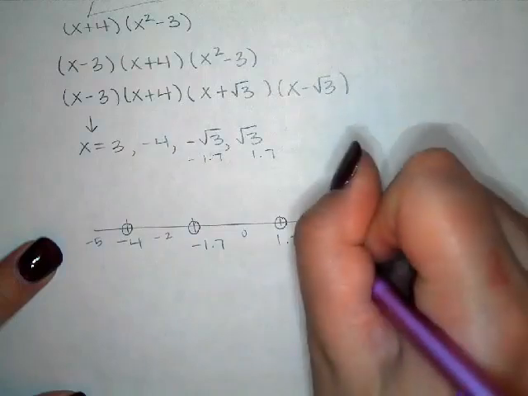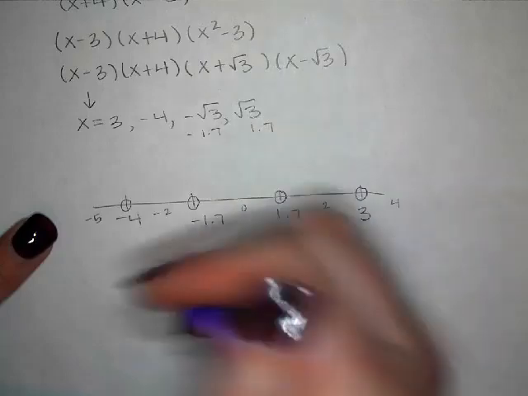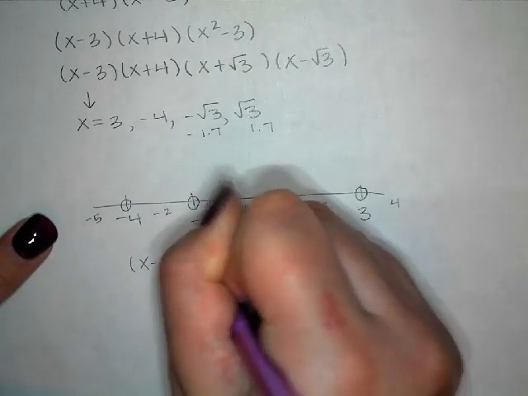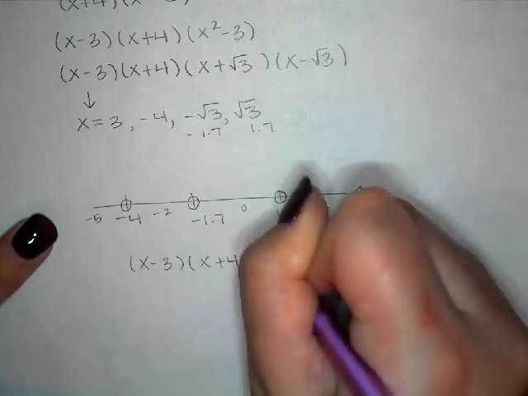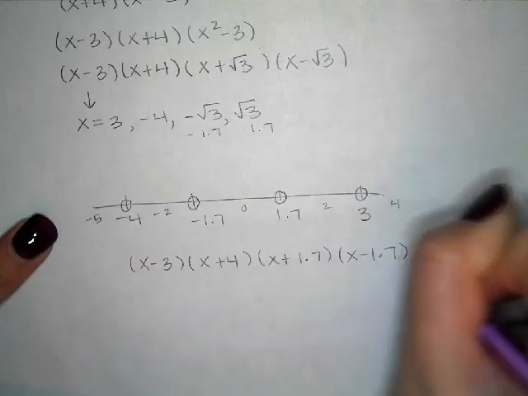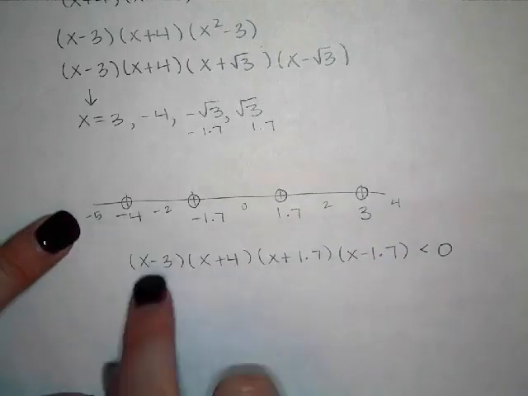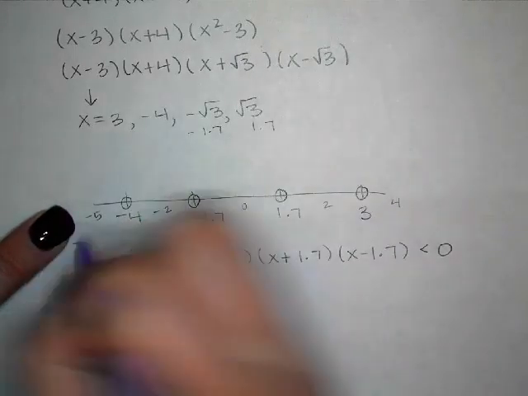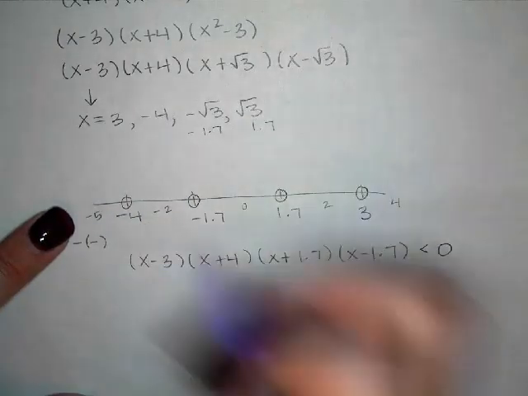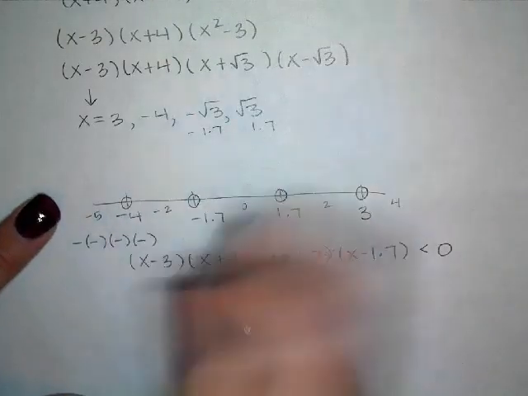Okay, and then I'm going to write down the parentheses that I'm using. So (x - 3)(x + 4)(x + 1.7)(x - 1.7). I'm going to use the 1.7s because they're easier for my brain. When I finally write my answer, I am going to write it with the root 3s though. Okay, so for the first one, -5 minus 3 is a negative. -5 plus 4 is a negative. -5 plus 1.7 is a negative. -5 minus 1.7 is a negative. 4 negatives multiplied together are positive.